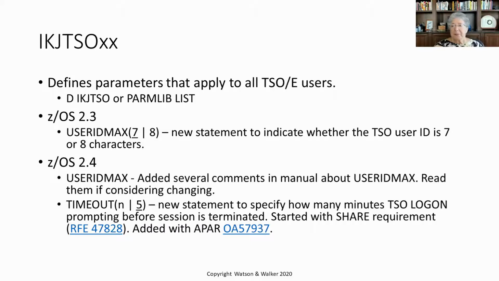IKJTSO is a parameter that applies to all TSO users. In 2.3, they had allowed an 8-character user ID. We heard people asking for that before it became available, but we've never seen any customer use it. So in 2.4, what they did was they added several comments in that. In 2.4, they also added a new parameter called timeout.